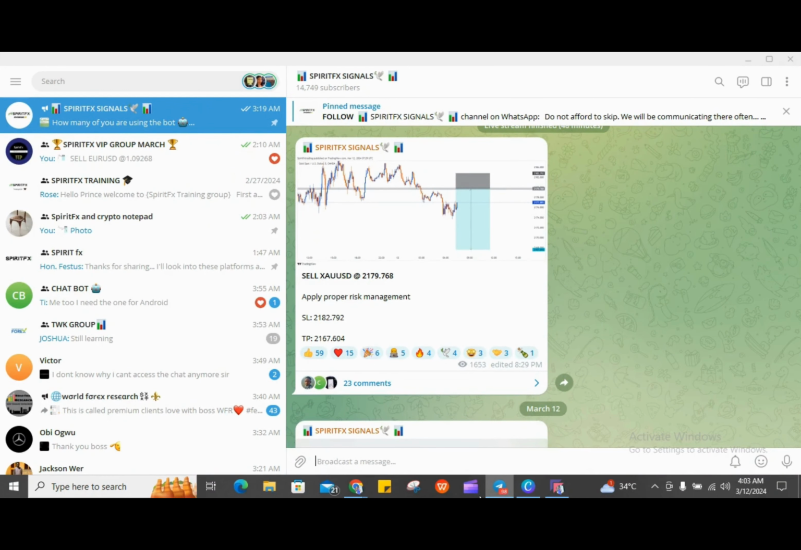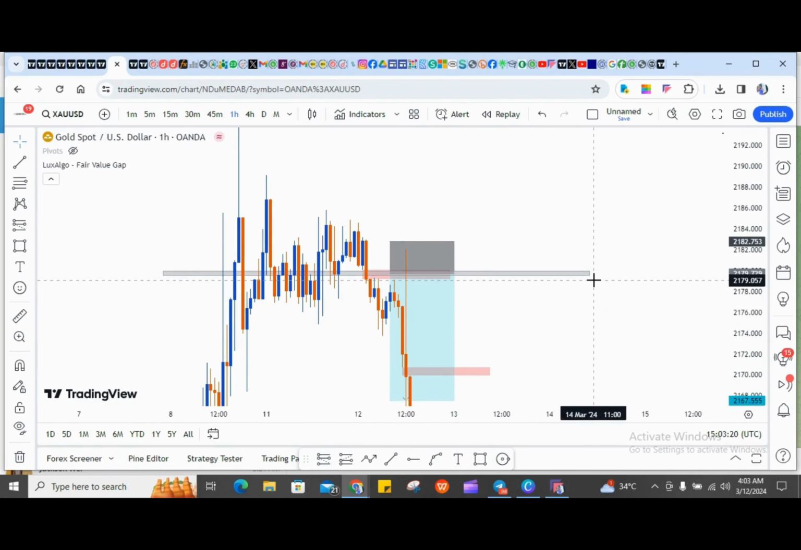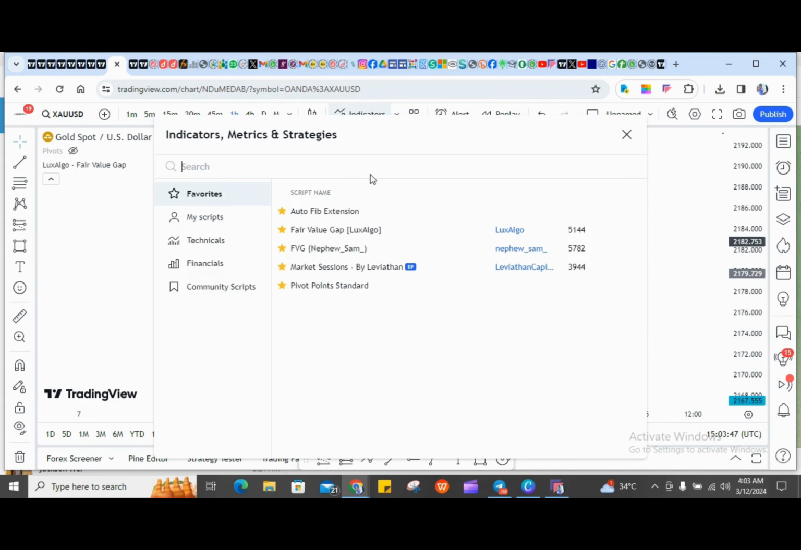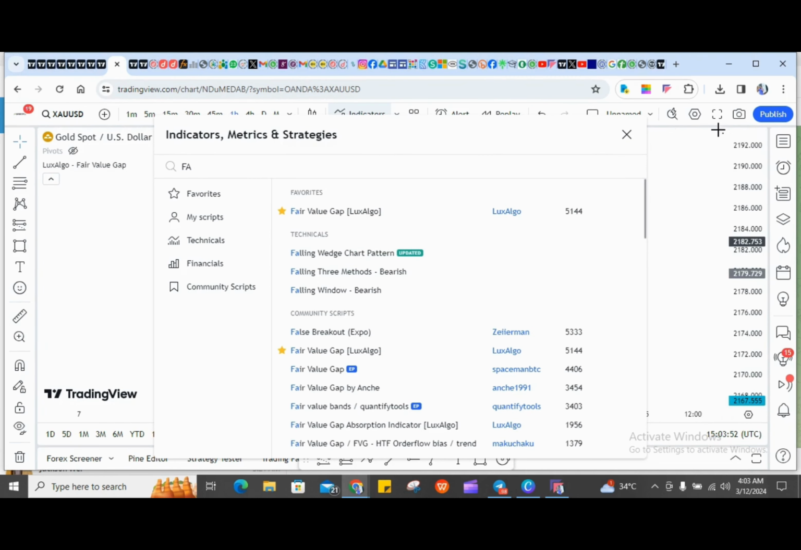So this is just it, nothing else. Fair value gap is a gold mine. It's an indicator, or a strategy, that will definitely give you high win rates. No wonder the ICT guys use it. No wonder the smart money concept guys use it, because this strategy is top notch and it's simple. Thanks to LuxAlgo, just download, search for the indicator, click the indicator, search for fair value gap, and just add it to your chart. It's as simple as that.